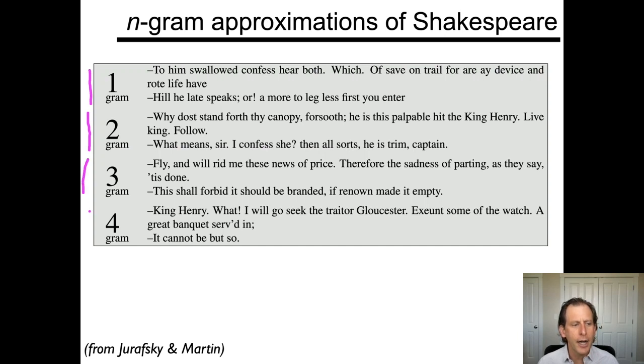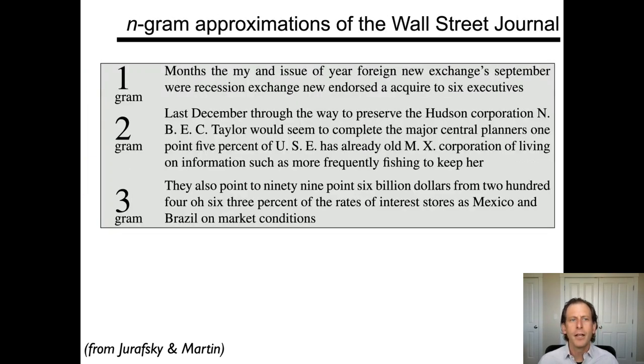As you go to higher and higher order n-grams, you get things that are more and more coherent. But when they're long sentences, you'll see that they're really still not that globally coherent. For example, a great banquet served in is not a coherent sentence. You can do this to the Wall Street Journal, for example, and you get similar results. The content and the style are obviously different. But once again, with low order n-grams, you don't have a lot of coherence.